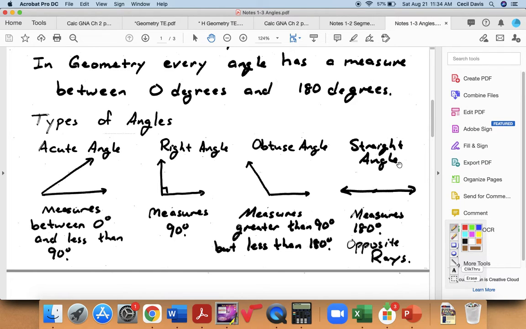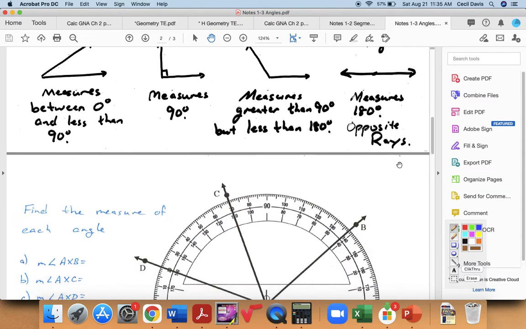When you get to pre-cal, you'll study angles that are bigger than 180 degrees. Actually, you'll do ones that are bigger than 360 degrees. But I'll leave that for your pre-cal teacher to talk about.